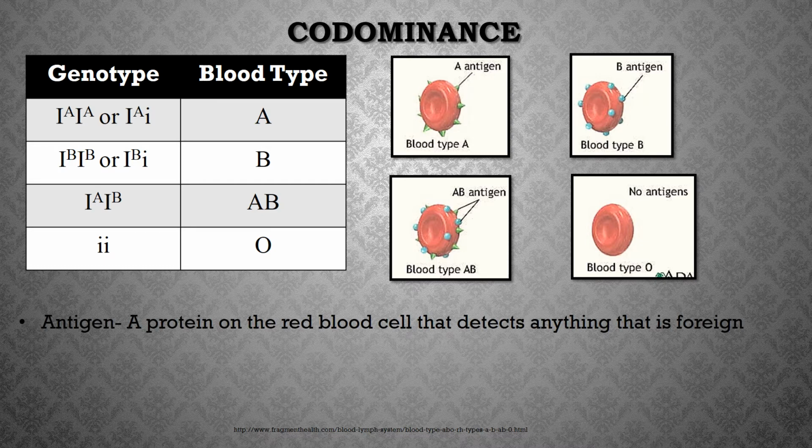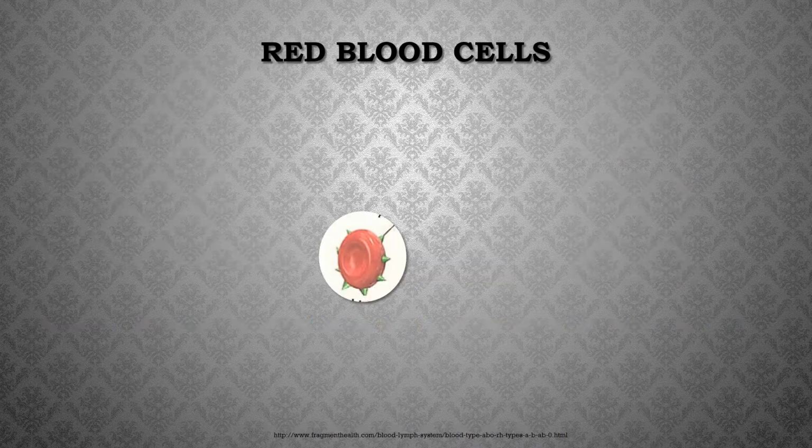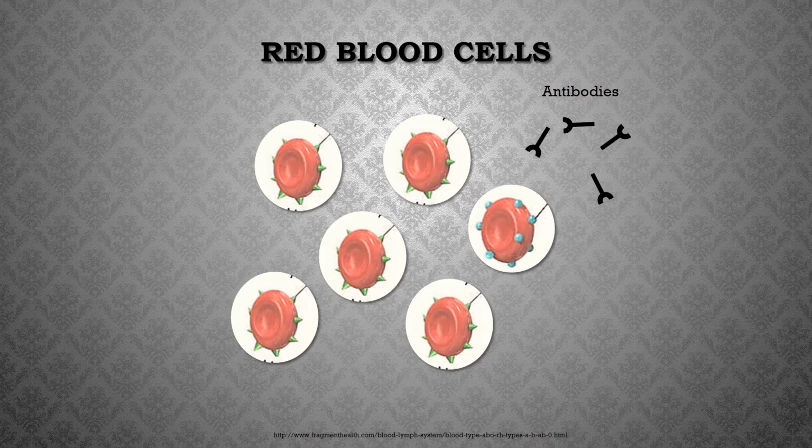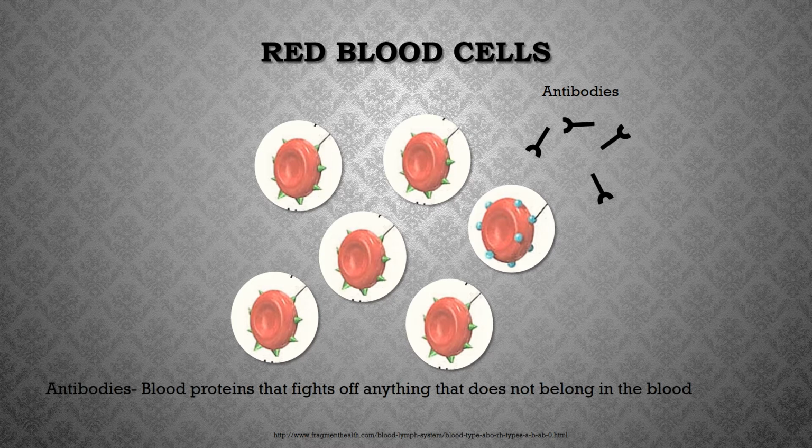An antigen is a protein on the red blood cell that detects anything that is foreign. Go ahead and write this down on your worksheet. For example, if we have a red blood cell that has an A antigen and it's surrounded by other red blood cells that have the A antigen, everything's going to be just fine. But if we were to introduce red blood cells that have the B antigen, it's going to recognize the B antigen as being foreign, and it's going to produce antibodies. Antibodies are blood proteins that fight off anything that does not belong in the blood. Please write this down in your worksheet.